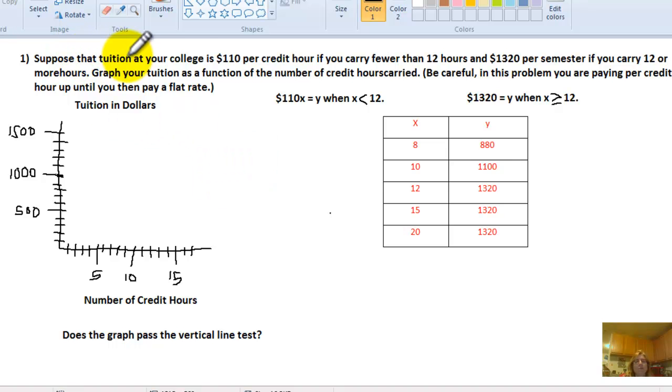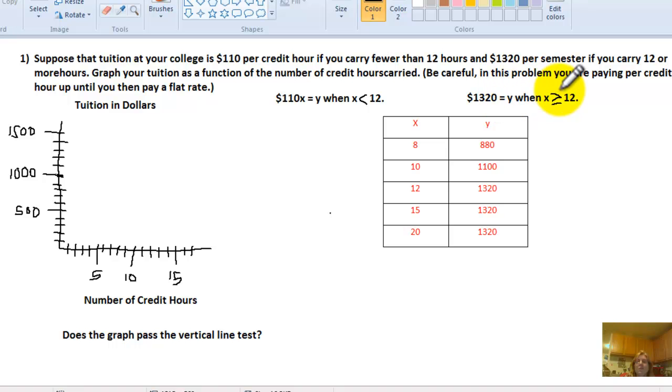So in this problem, suppose that tuition at your college is $110 per credit hour if you carry fewer than 12 hours. Well, I put this equation down to indicate that part of the problem. So every time you have a credit hour, you multiply it by 110 as long as your X, or the number of credit hours, is less than 12 credit hours. But it goes on to say that the tuition is $1,320 per semester if you carry 12 or more hours.